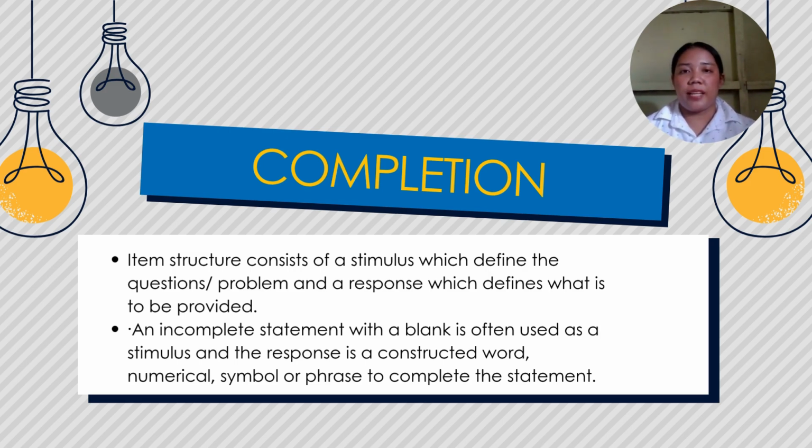In completion type test, the question or statement is not complete. Students need to fill in the blank with the correct answer. The parts of a completion item are, first, the stimulus, and second, the response. The stimulus is the incomplete statement with a blank. It represents the idea or question that students need to complete, while the response is what the students need to provide to complete the statement. The answer is usually a word, number, symbol, or short phrase.